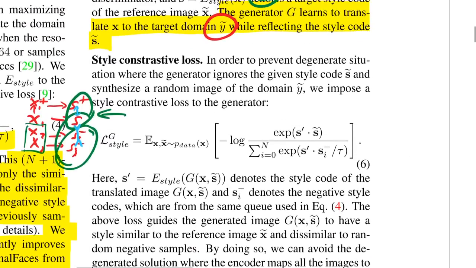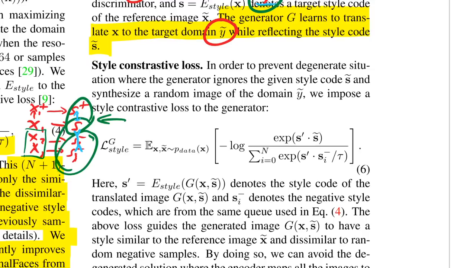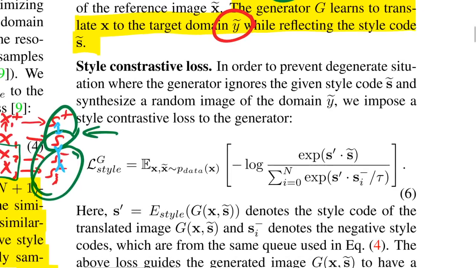Now there's also additional losses. So they do additional losses that they add on top for the generator. They say, in order to prevent degenerate situation where the generator ignores the style code and synthesizes a random image in the domain Y, or in the domain Y tilde, we impose a style contrastive loss to the generator.